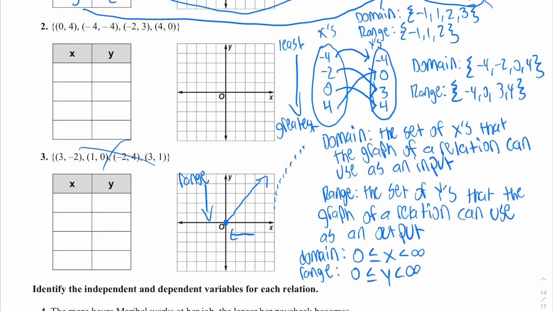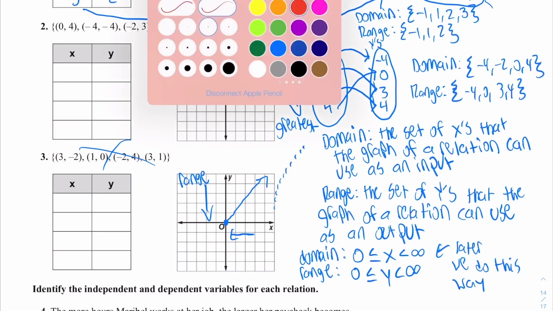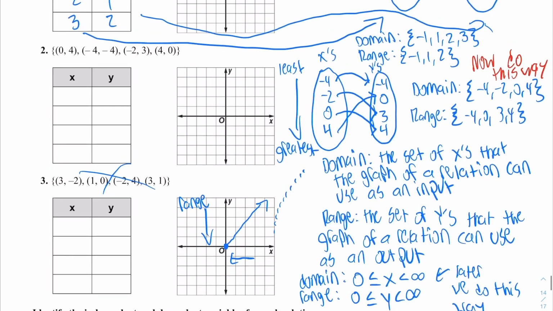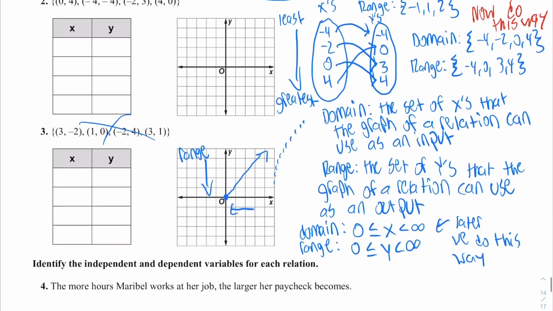We're going to be doing things like this later. We do it this way. But right now, do it this way. Sorry for the messy handwriting. That's on the corner of my screen.